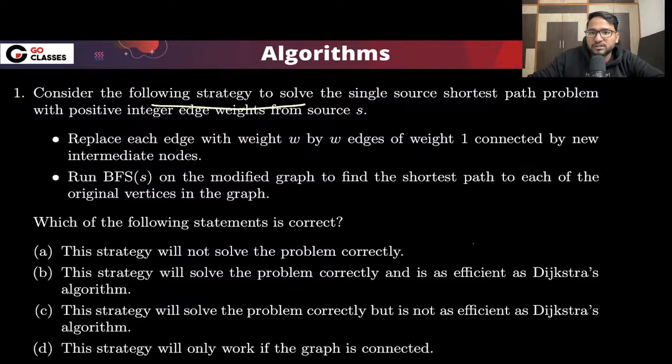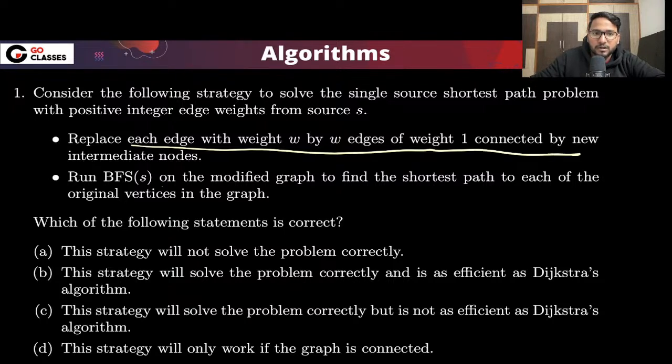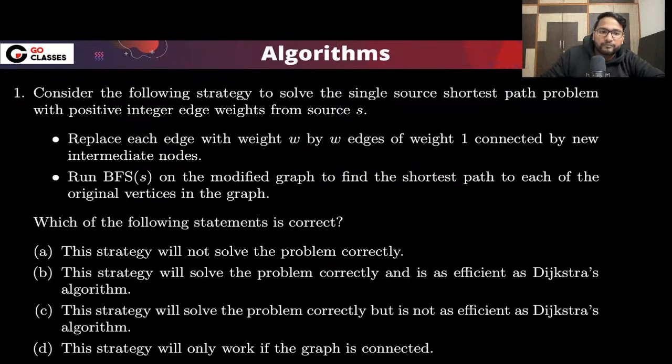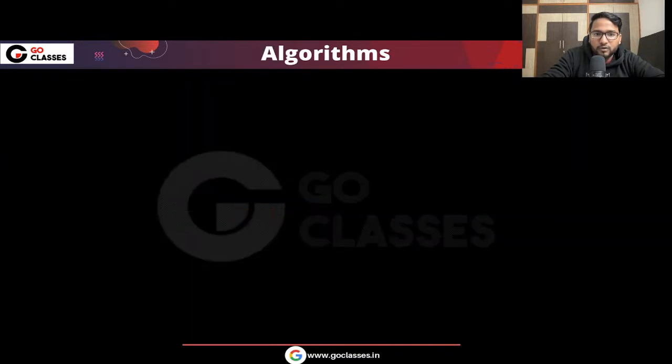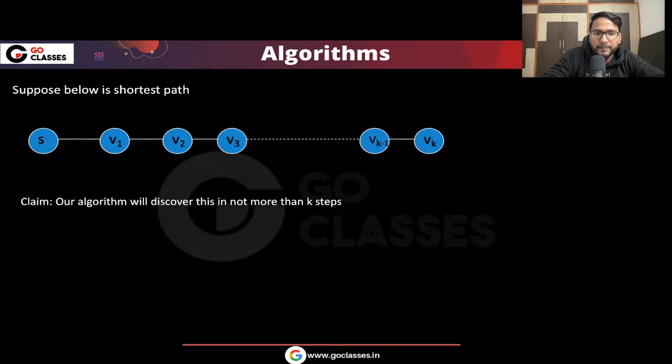Consider the following strategy: solve the single source shortest path with positive integer weights. Okay, there is no negative. Now they are saying replace each edge of weight W by W edges of weight 1 connected in series. Okay, I will tell you about these things. Let me first solve a few other questions, right?